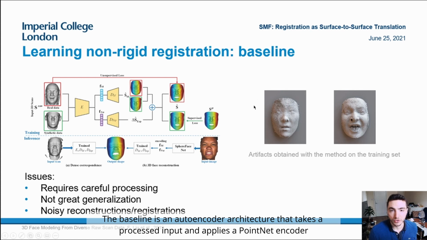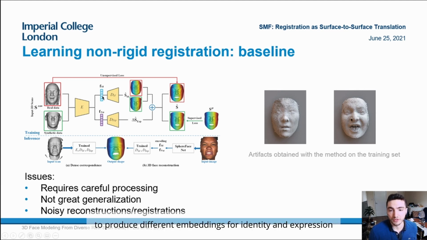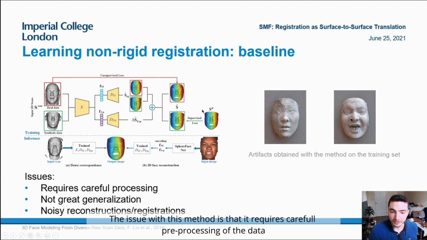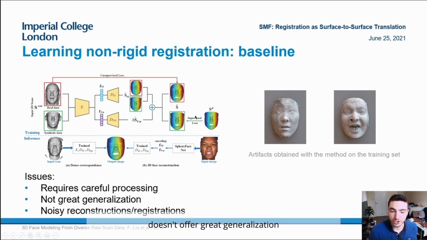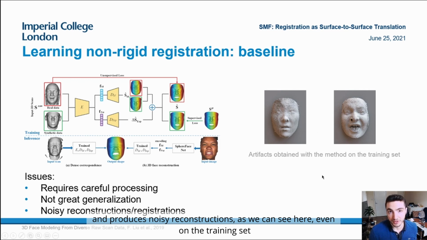The baseline is an autoencoder architecture that takes a processed input and applies a PointNet encoder to produce different embeddings for identity and expression, from which are decoded blend shapes with MLP decoders. The issue with this method is that it requires careful processing of the data, doesn't really offer great generalization, and produces noisy reconstructions, as we can see here, even on a training set.